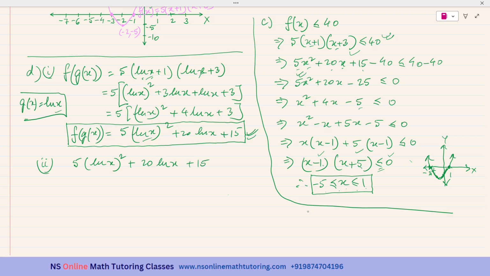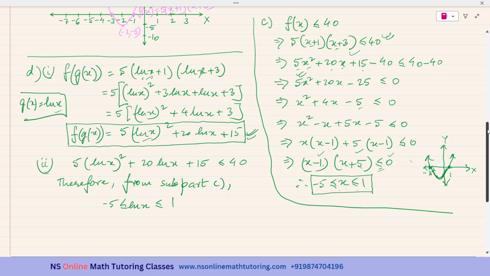Plus 15 is less than or equal to 40. And you can say, therefore, from part C, subpart C, ln of x is greater than or equal to -5 but is less than or equal to +1. Okay, and now we have to get the values of x.